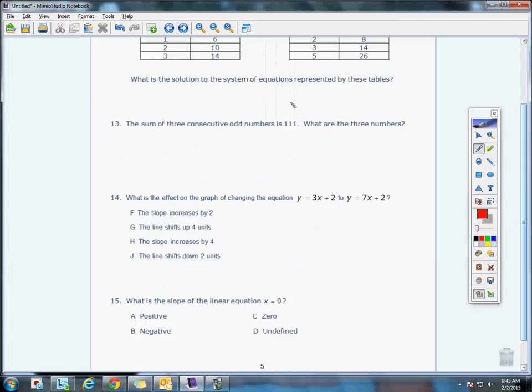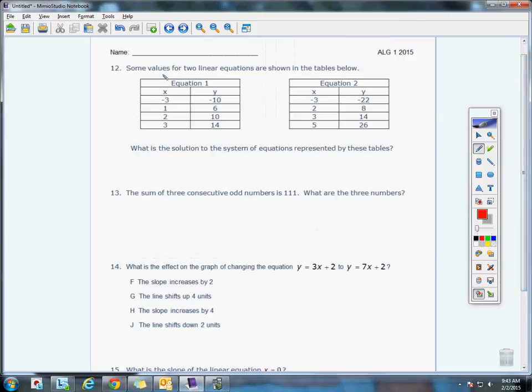All right, number 12. Some values for two linear equations are shown in the tables below. What is the solution to the system of equations represented by these tables? All you're trying to do is find your matching ordered pairs. So this one says -3, -10. This one does not, so that cannot be the answer.